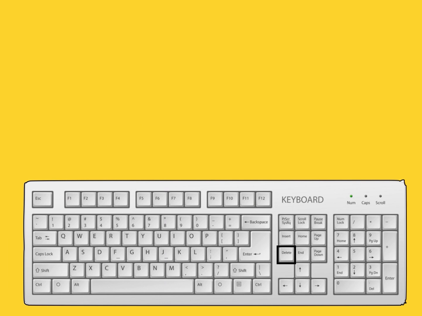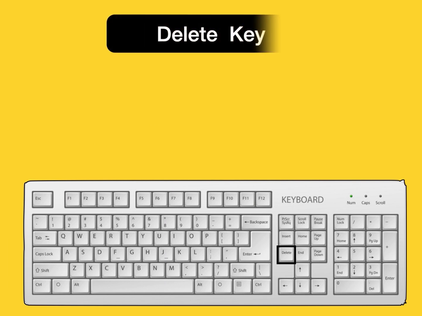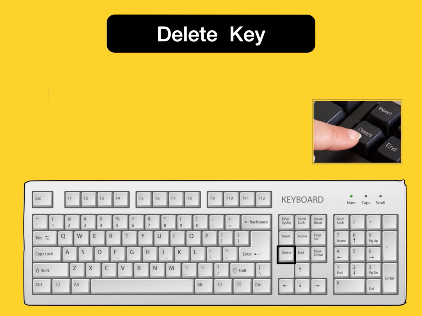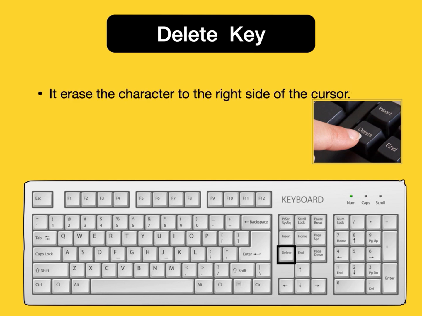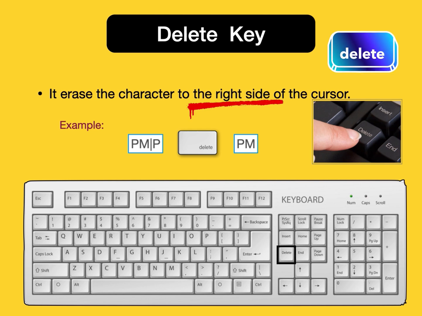Kids, on a standard keyboard we have two keys which are used to erase the text, that are the backspace key and another one is the delete key. The backspace key we have recently studied, and learned that it is used to erase the letter to the left side of the cursor, whereas the delete key is used to erase the character or letter to the right side of the cursor.